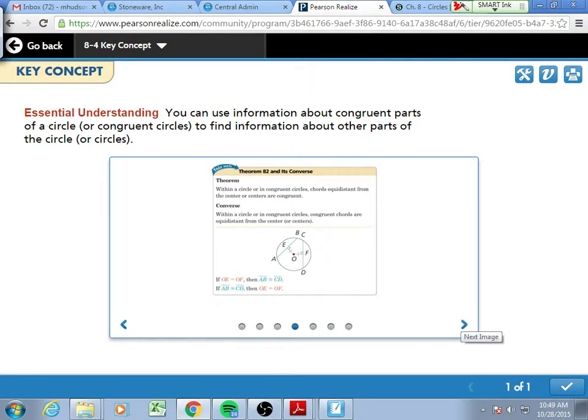If we know that we have OE congruent to OF, so they're both portions of the radius, and since they're congruent to each other, then AB is going to be congruent to CD. Because think about it, the distance away from the center of the circle will determine how long that chord is. And likewise, if AB is congruent to CD, then the distance from the center point out to them is going to be congruent.